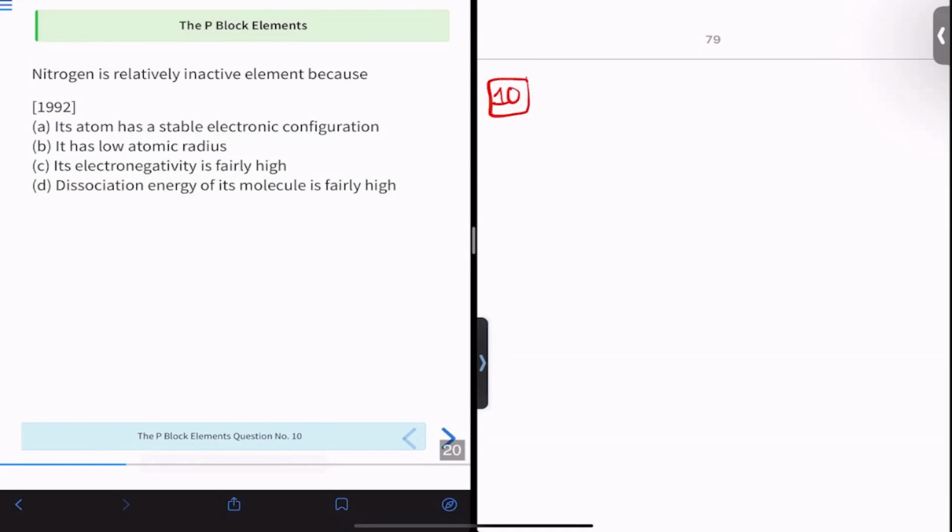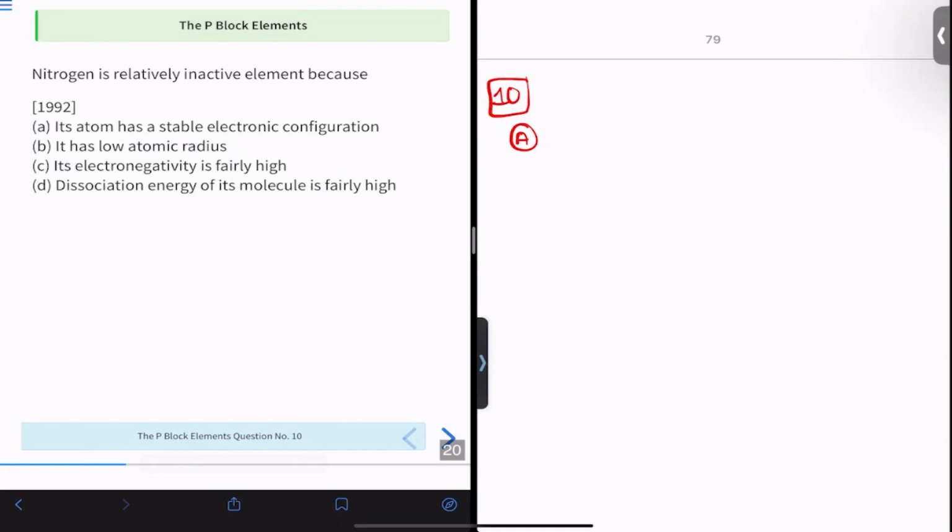Question number 10 says, nitrogen is relatively inactive element because of what? See, guys, this is one of the questions where you may find all of the options are correct, but you have to mark the most appropriate one. I will explain all the options properly so you understand how to go for the most appropriate option. Not only the correct thing, you have to go for the most appropriate.